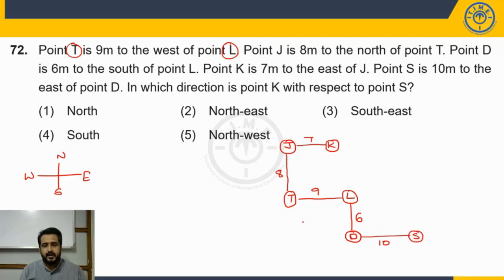Now what is the question asked? In which direction is K with respect to S? K is here, S is here. So they are asking for this direction. What is this direction? Upwards is towards north, left hand side is towards west. So it is between north and west. So northwest. A slanting line moving upwards to the left side. So northwest. Now let's move to the next set.